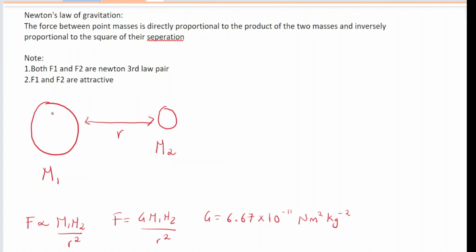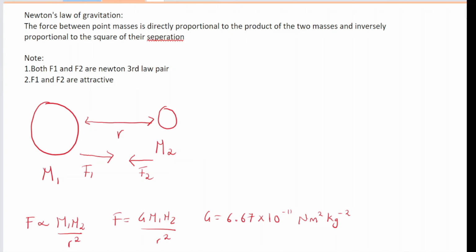Let's say you have masses over here, which is m1 and m2, and they are separated by a distance r. Now Newton says that both of them will have a force. m1 will experience a force which will make it attracted towards m2. Let's call this F1. And m2 will also be attracted to m1. Let's call this force F2. You can see that both F1 and F2 are Newton's third law pair, because the force over here is the same as the force over here.